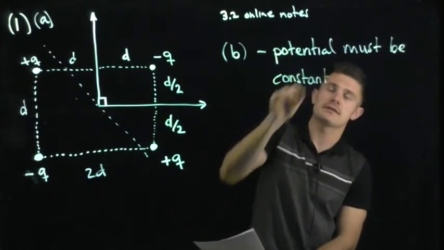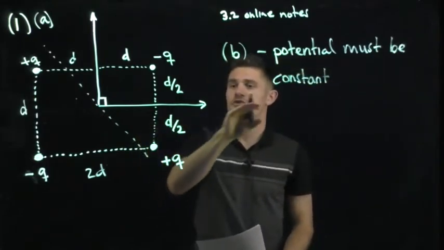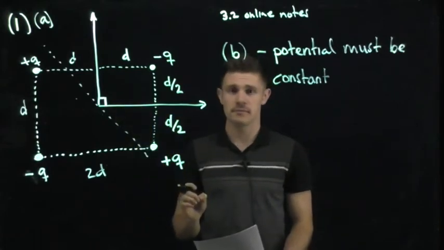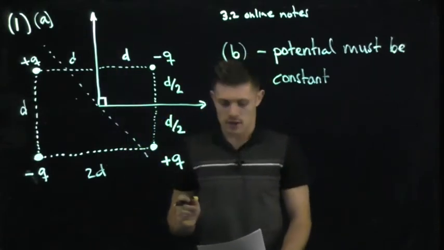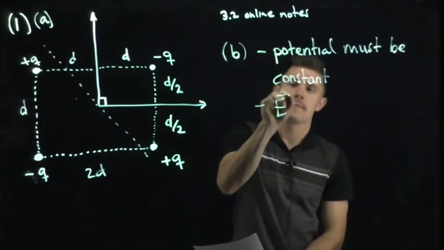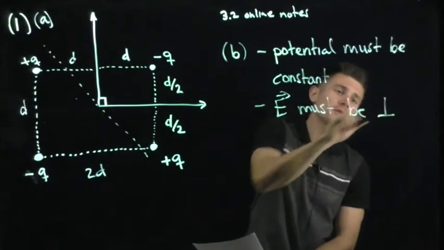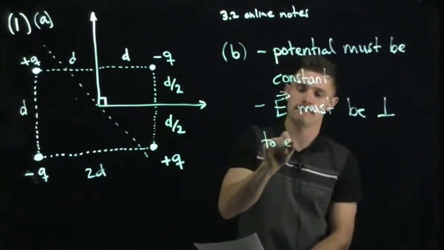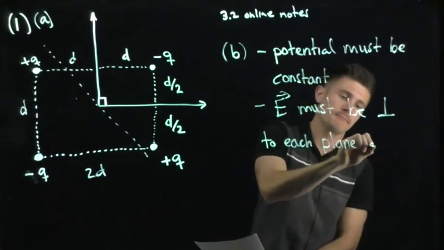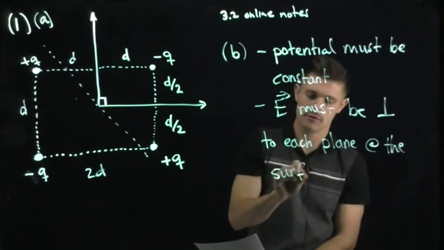So because they're conducting, all of the charge will distribute in such a way that the potential is constant and not changing along this plane in both directions. And the electric field, so E, must be perpendicular to each plane, at the plane, so at the surface of the plane.